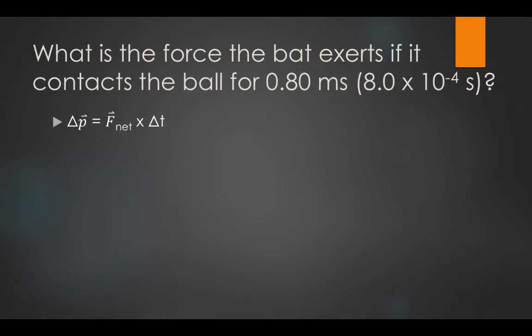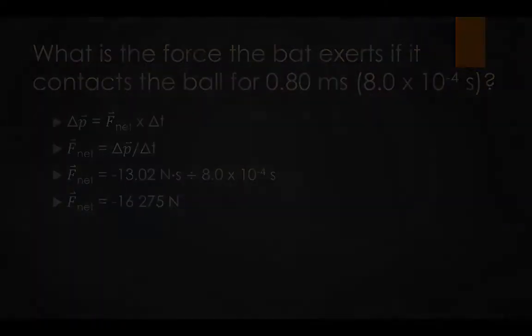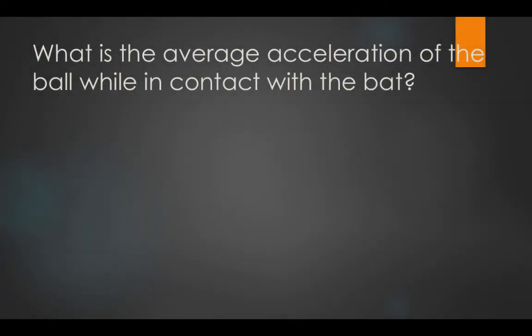Earlier in the lesson, we determined that impulse equals net force times time interval. Isolating for force, we have impulse divided by time interval. Subbing in our values of negative 13.02 Newton seconds and 8.0 times 10 to the negative 4 seconds, we have force acting on the ball is negative 16,275 newtons, where the negative sign means the force is applied to the ball in the opposite direction that the ball was initially traveling. We can go a further step and determine the acceleration of the ball due to its contact with the bat that applies a force of 16,275 newtons on the ball.